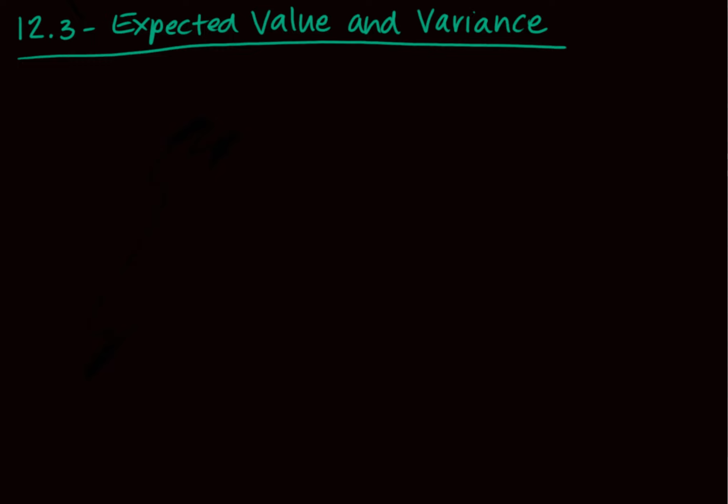We are talking about 12.3 in this video. In 12.1, we did this idea of expected value and variance of a discrete random variable. Now in 12.2, we talked about what it means to have a continuous random variable. So now it's only natural to ask: how do I find expected value and variance for a continuous random variable?